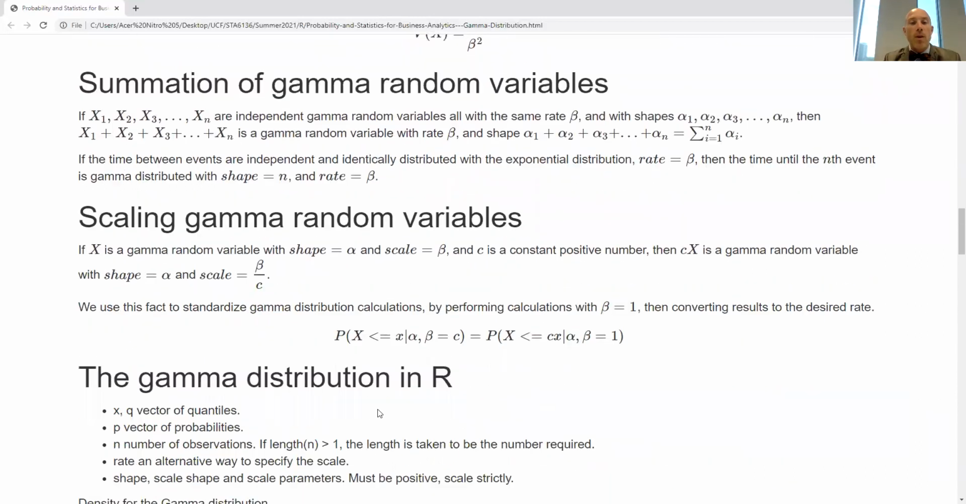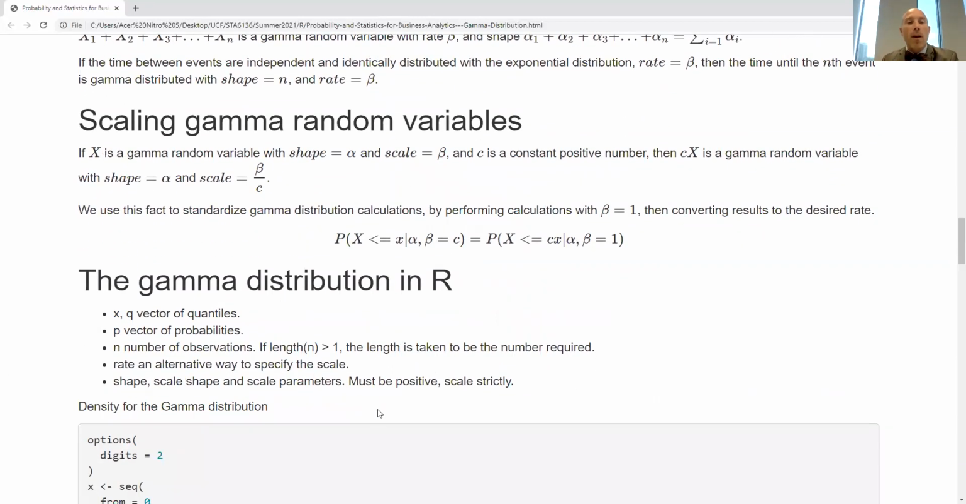Okay, so let's see if we can keep going with this. Another neat aspect about this comes from u-substitution in calculus. If I apply this to a gamma random variable, if I have any gamma random variable with the shape and scale parameters, then C times X is also a gamma random variable. The shape is the same, but the scaling gets changed. Okay, well, how can we actually use this?